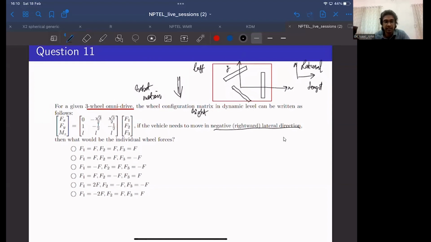Our left-hand side vector, fx, fy, mz, should look like 0 along the x-axis, some negative constant along the y-axis, and 0 for the moment along the z-axis. This is how our force vector should look like. So what combination would give us the right choice? Again, we will have to evaluate each of these options. So reproducing the wheel configuration matrix: 1, minus 1 by 2, minus 1 by 2, L, L, L.